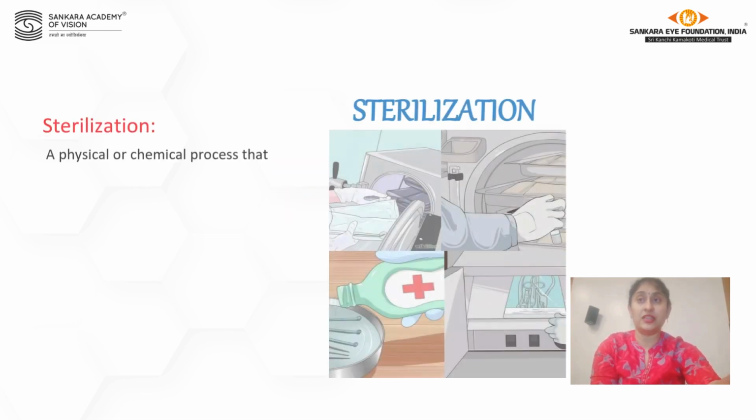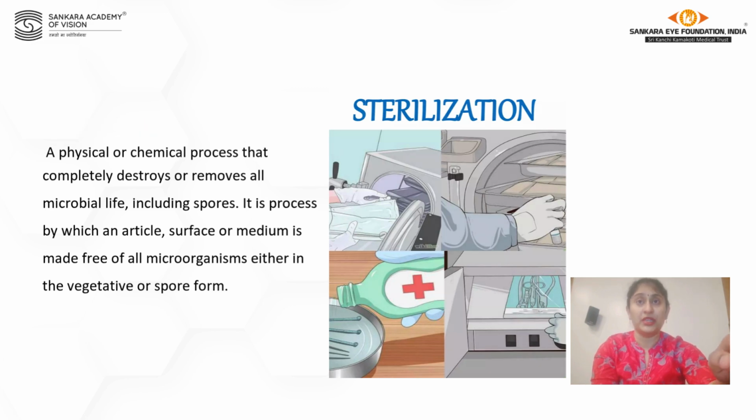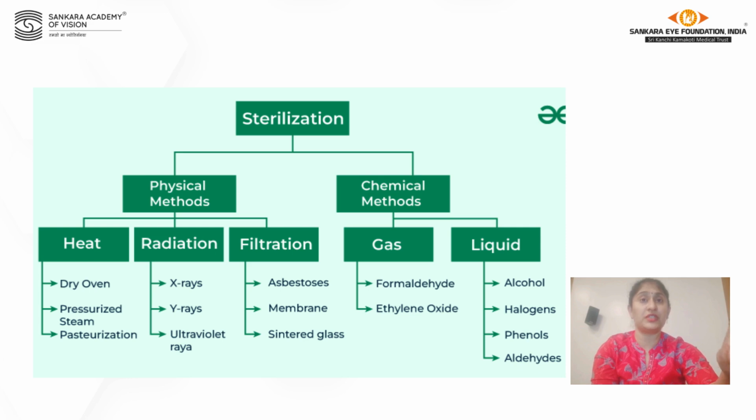First, let me explain the definition of sterilization. Sterilization is a physical or chemical process that completely destroys or removes all microbial life, including spores. It is a process by which an article, surface or medium is made free of all microorganisms, either in the vegetative or spore form. Sterilization is broadly classified into physical and chemical methods.